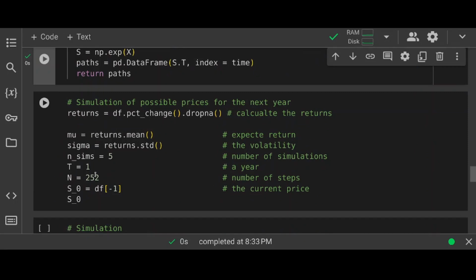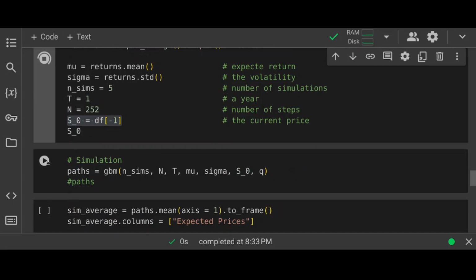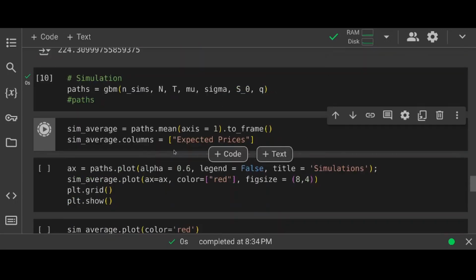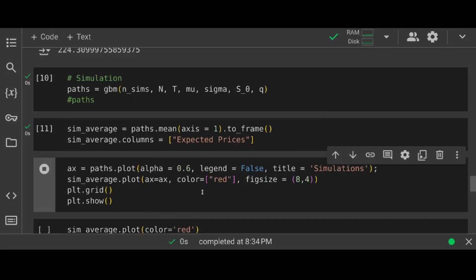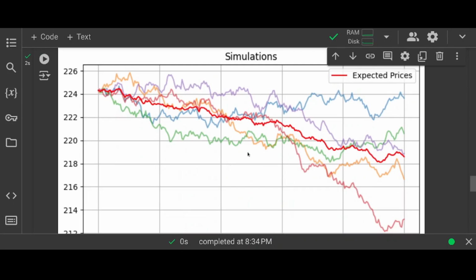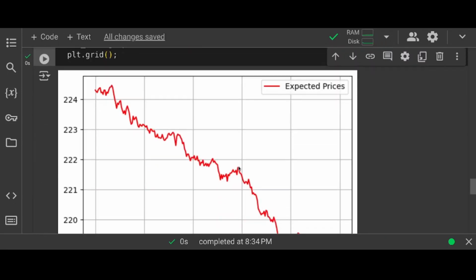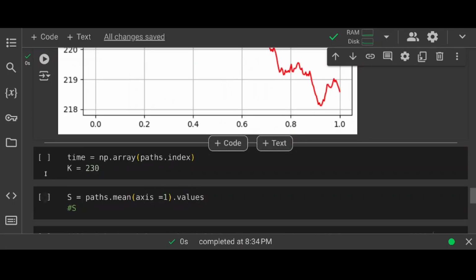For example, here not everything is exactly correct, but we calculate the return, the volatility, and take the number of simulations, for example, just 5 or 50, the time to maturity, number of steps, and the initial price for the next 1 year. And then these are the possible paths, and we take the average of the possible paths. Then this is just the plot of the possible paths. You see, by considering the dividend yield, the price compared to the price without the dividend is decreasing, as you can see. And this is a plot of the average simulation or the expected price.